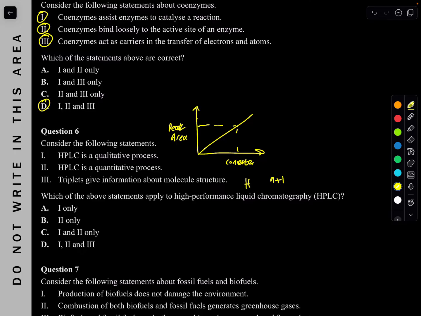Which of the above statements apply to high-performance liquid chromatography, HPLC? Just the first two. These are the only two. The other one is HNMR, protein NMR, which has absolutely nothing to do with HPLC. So only the first two. So it's choose C. Beautiful.